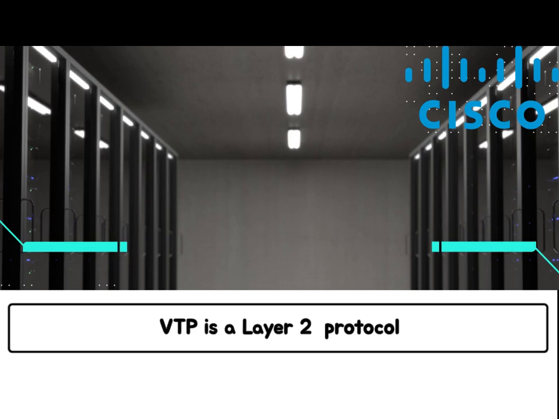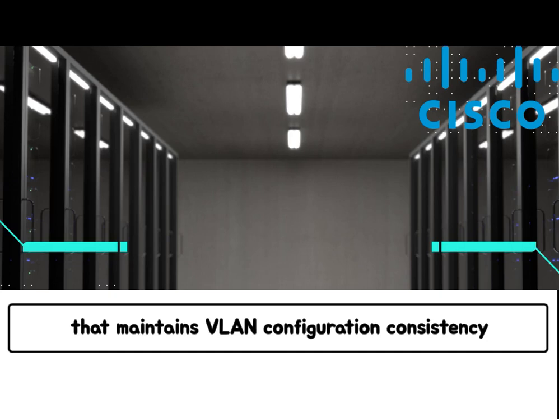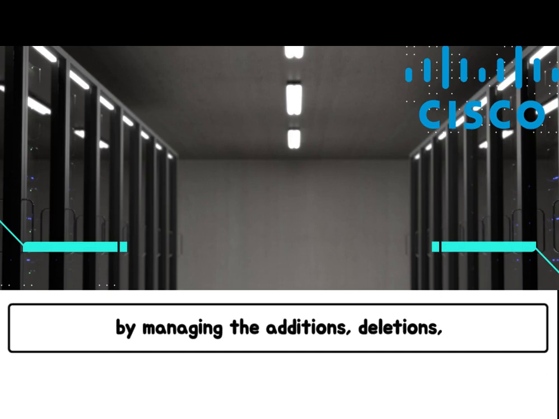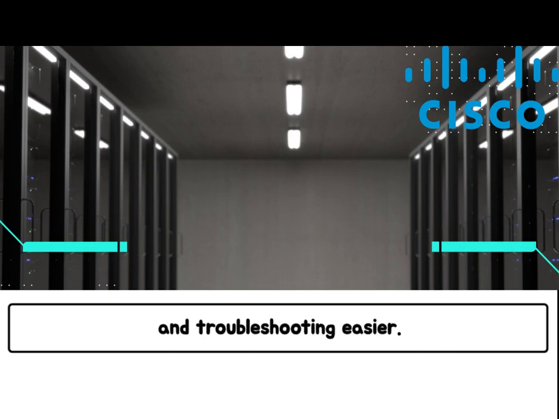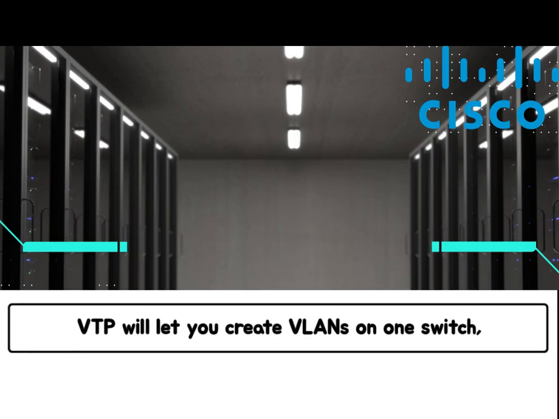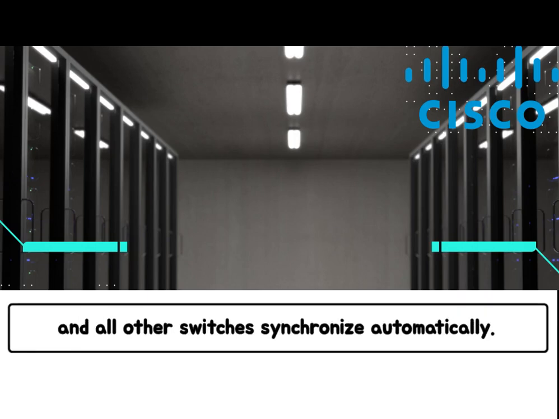VTP is a Layer 2 protocol that maintains VLAN configuration consistency by managing the additions, deletions, and name changes of VLANs across networks, which makes VLAN management, configuration, and troubleshooting easier. VTP will let you create VLANs on one switch, and all other switches synchronize automatically.